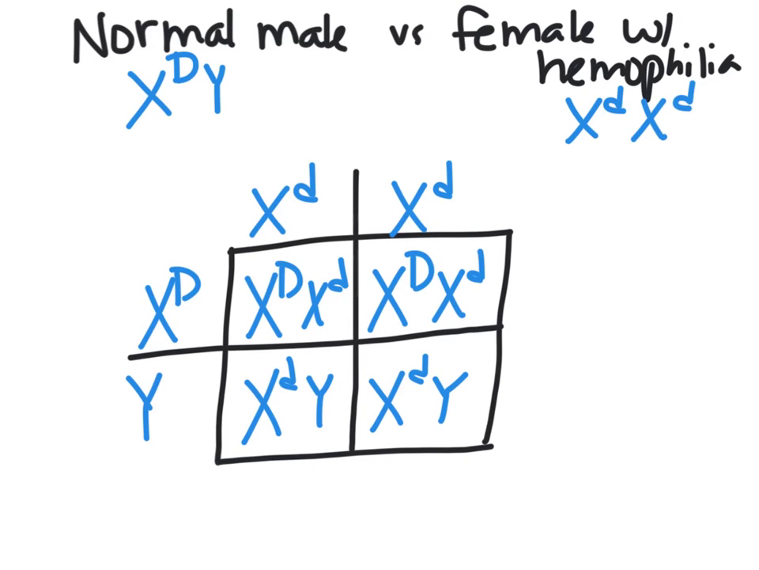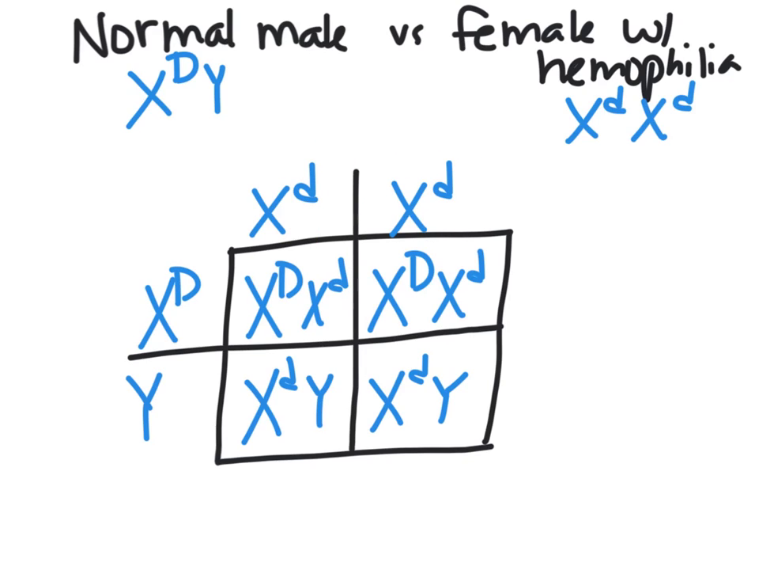So here we are looking at our potential offspring. So our male, our normal male, is XY, and he has the capital D because he's normal. The female is XX. She has the disorder, so we know she must have two lowercase d's. We put our Punnett square here, and we have the X capital D, Y, X lowercase d, X lowercase d.